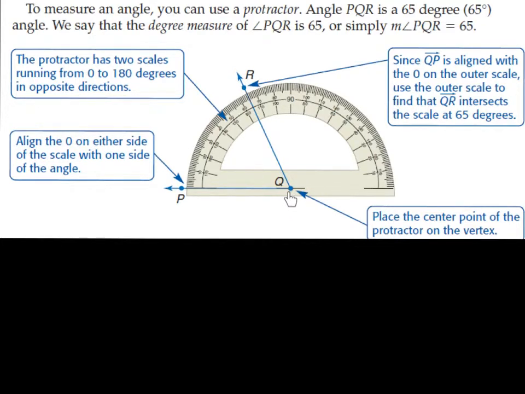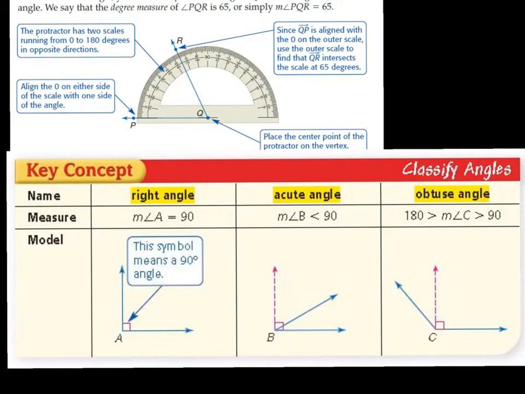And yes, we place the center point on the protractor on the vertex. Different protractors have different styles, so we'll have to look at what you have. A right angle measures 90 degrees, and we use this little box in the corner to show that it's a right angle. An acute angle measures less than 90 degrees, and an obtuse angle measures between 90 and 180.